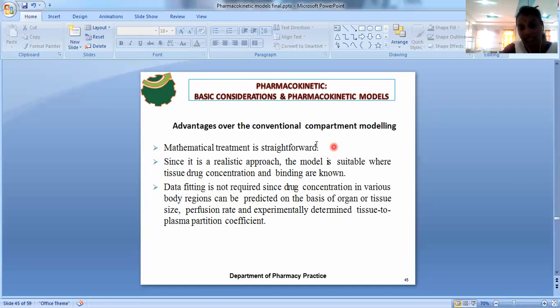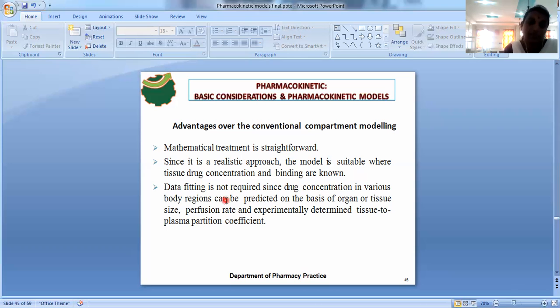But here the mathematical treatment is straightforward, and since it is a realistic process, the model is suitable where the tissue drug concentration and binding are known. If you know the blood flow, the perfusion characteristics and the binding characteristics, the model is suitable. Most of the time this model is suitable if the drug concentration or the binding is known, since it is the realistic approach. And data fitting is not required.